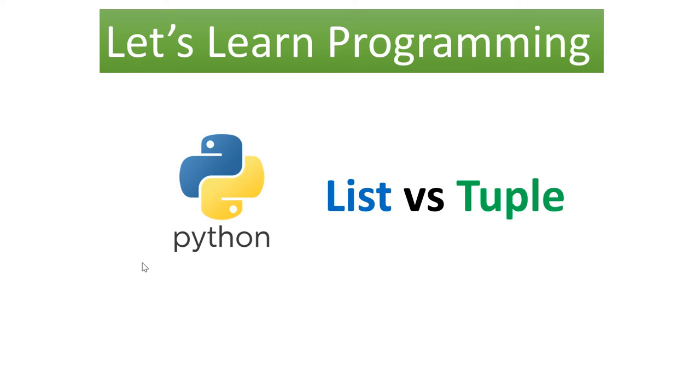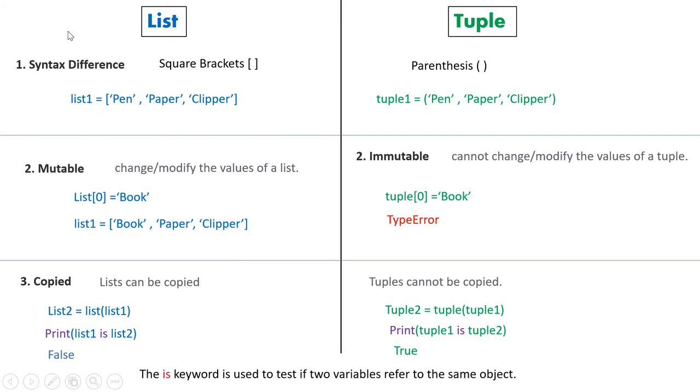Okay, so in this video we will see the differences between tuples and lists. Python provides you a way to define a variable that contains multiple values, and these ways are list and tuple. But there are differences between both of these.